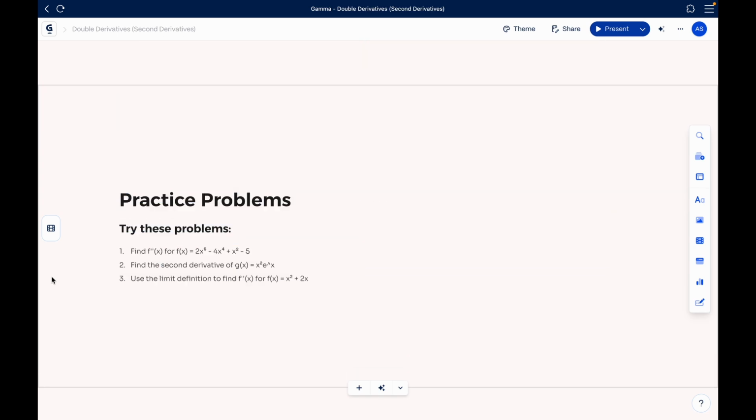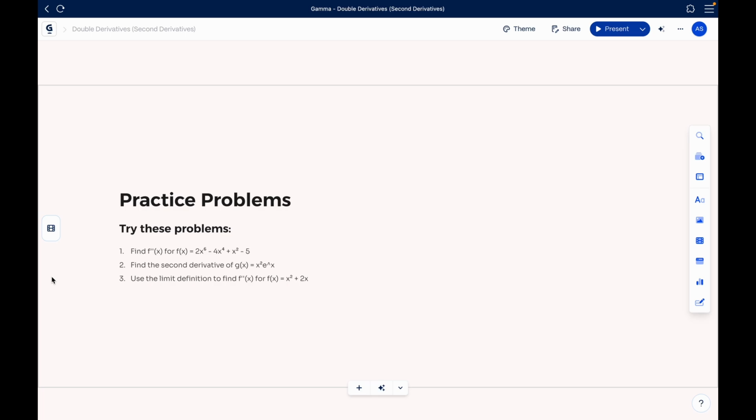Now, before we leave, I'd like to give you a few practice problems. The first is to find f double dash of x for f of x is equal to 2x to the power of 6 minus 4x to the power of 4 plus x squared minus 5. The second one is to find the second derivative of g of x is equal to x squared times e to the power of x. And hence, you're going to need to use the product rule and not just your basic other rules.